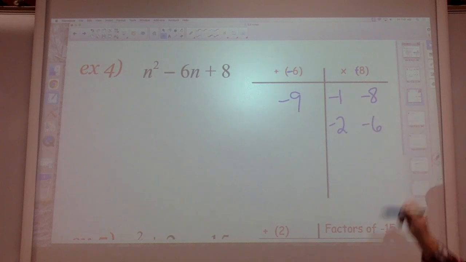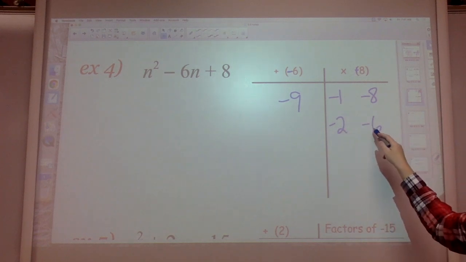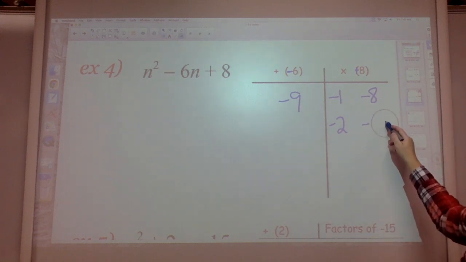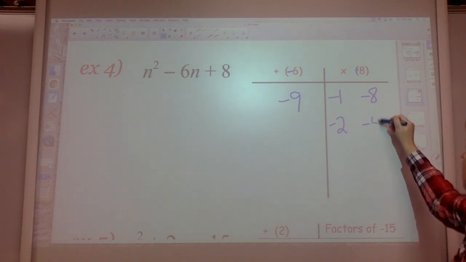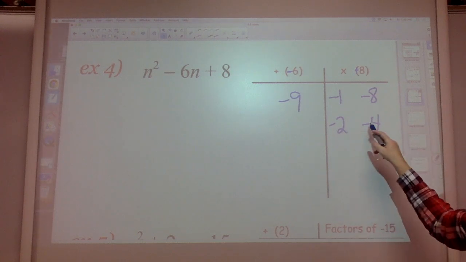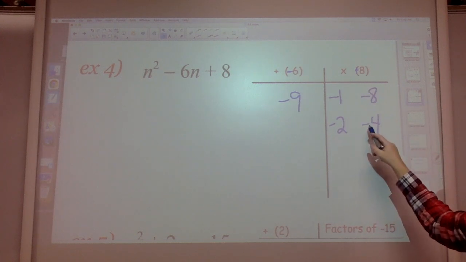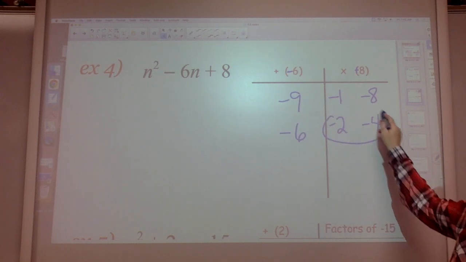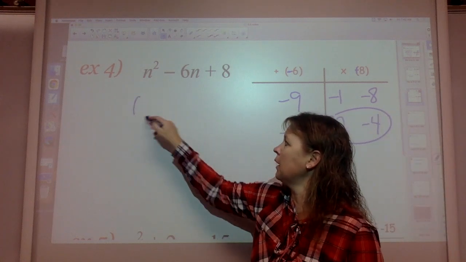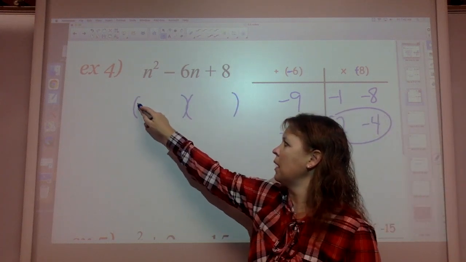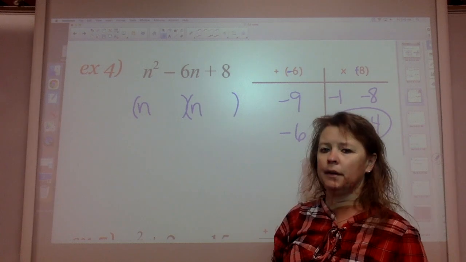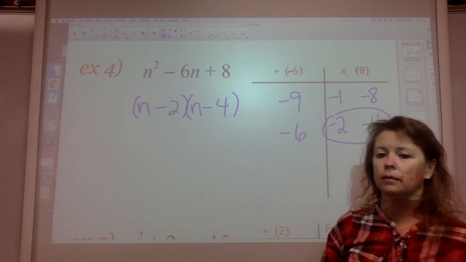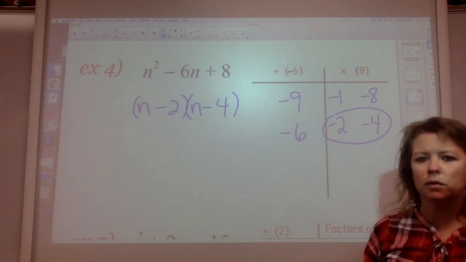Negative 2 times negative 6. A negative times a negative is a positive, but not times negative 6. One step ahead of myself. Negative 2 times negative 4. A negative times a negative is a positive, and a negative plus a negative is a negative. So we found our two factors, and we break it up the same. Our two binomials are n, and negative 2 and negative 4. Or negative 4 and negative 2.